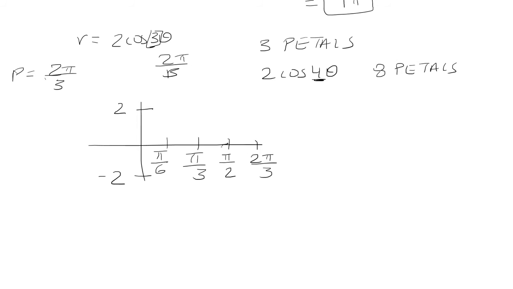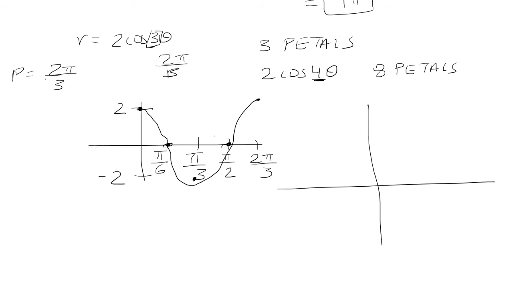Okay, so we know that cosine starts at a maximum, goes to the middle, down to the minimum, middle, and ends up at maximum. So whenever you have multiple loops, it's always good to find where the zeros are. So in our case, it's pi over 6, and then pi over 2.